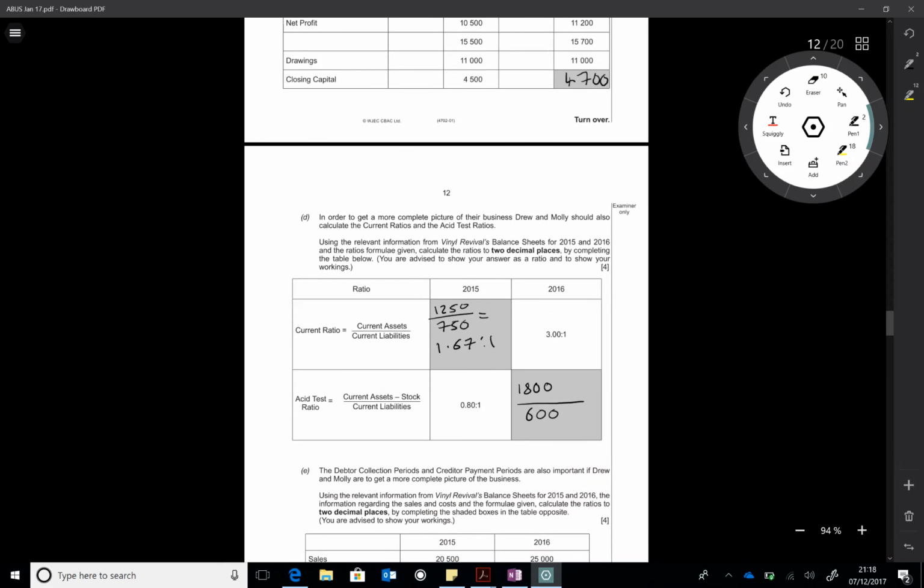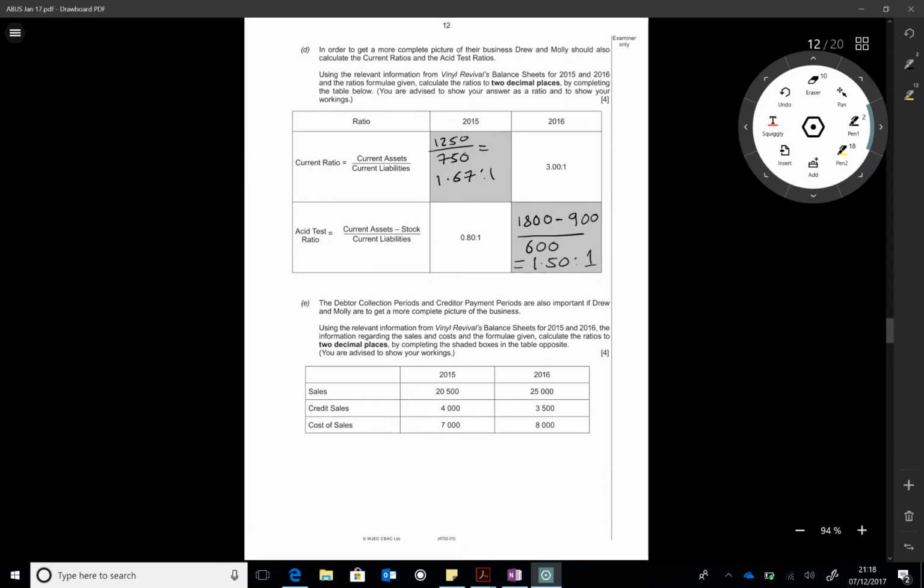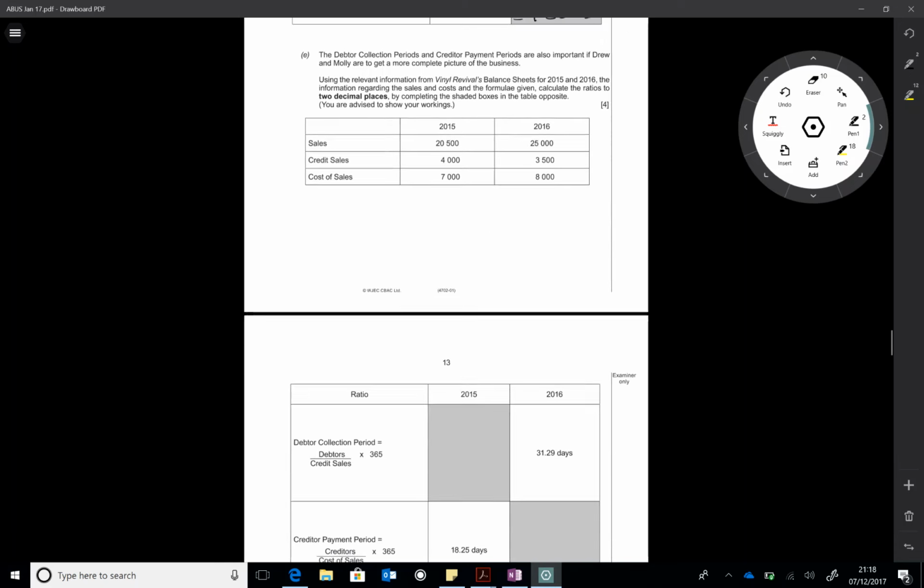Now I also need to take off my stock on my acid test ratio. So again, I find out what my stock is, and in this example it's £900. I work out 1,800 minus 900 to start with, and then I divide the answer by 600, and you should find that the answer is 1.50 to 1. Again, a very nice and easy 4 marks that you are pulling information from the previous bit of text. Remember to bring your calculator for that section.